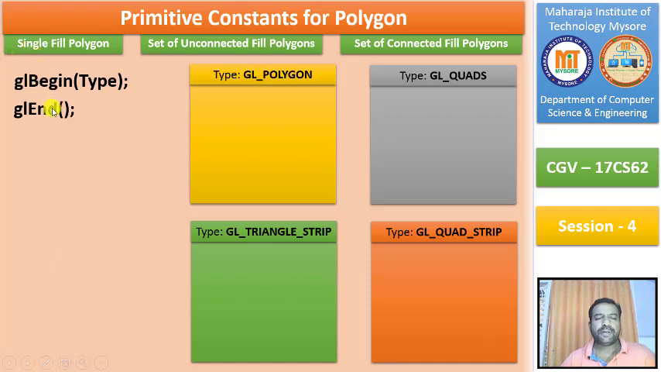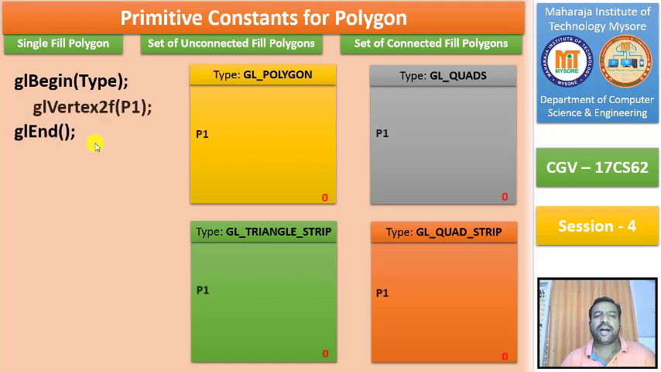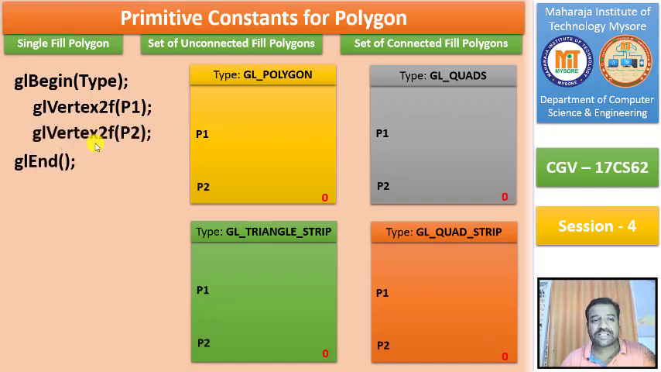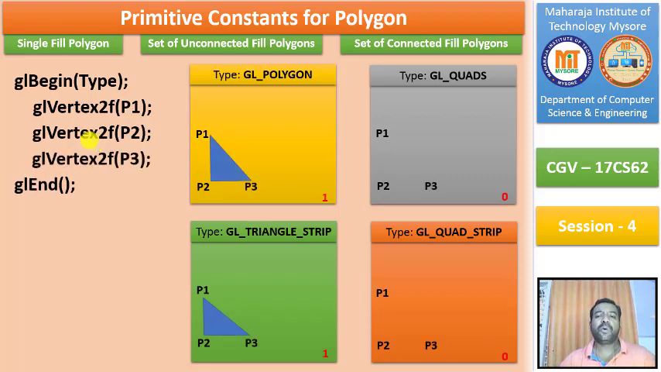Again, I'm going to have GL begin, and the type can be any one of those. So right now I'm going to have GL begin, GL end with 0 points, nothing is visualized. With 1 vertex, again nothing is visualized. With 2, nothing is visualized. As soon as I get the 3rd point, you can see there is a triangle here and even a triangle here. Hence I got 1 part over here.